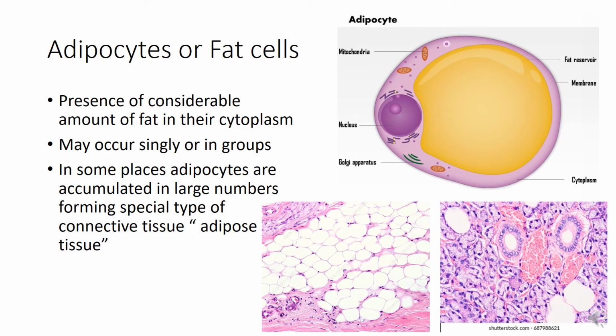Okay, then the adipocytes or fat cells. Now you can see here there is a presence of considerable amount of fat in their cytoplasm. You can see this large fat droplet which is pushing the nucleus and the organelles and the cytoplasm to the periphery, and they may occur singly or in groups. You can see here they are occurring singly, or they are present abundantly in groups. In some places, adipocytes are accumulated in large amounts, forming a special type of connective tissue which is known as the adipose tissue.